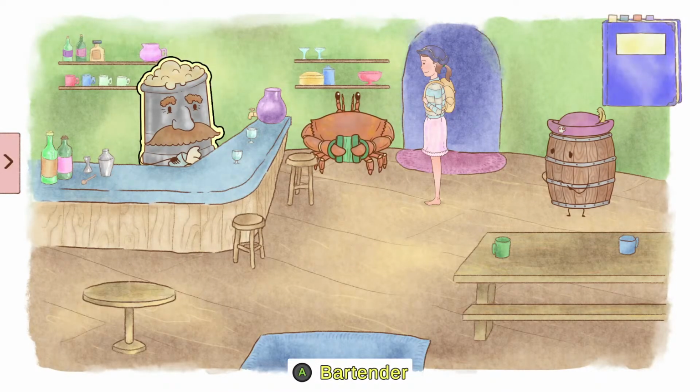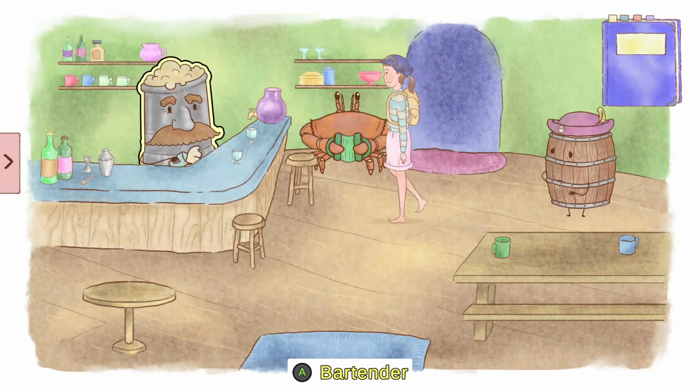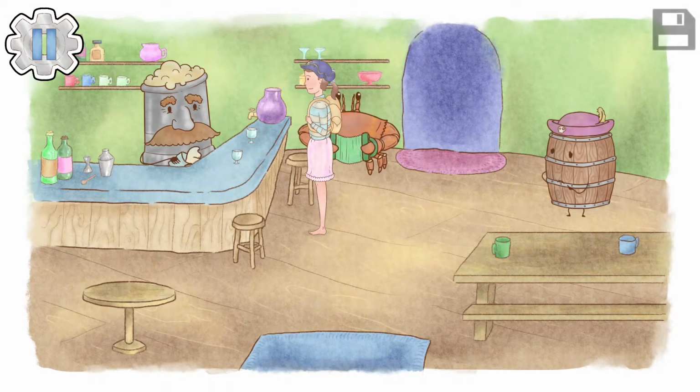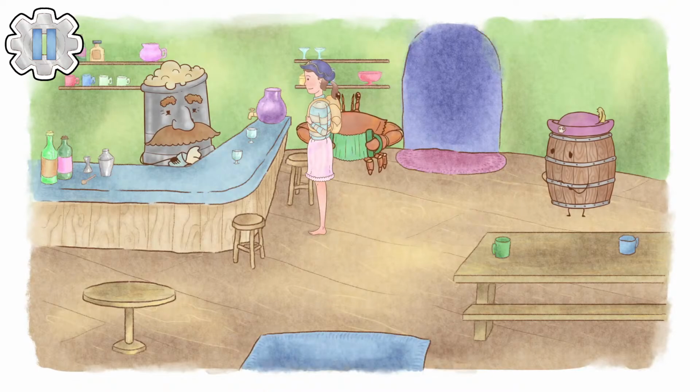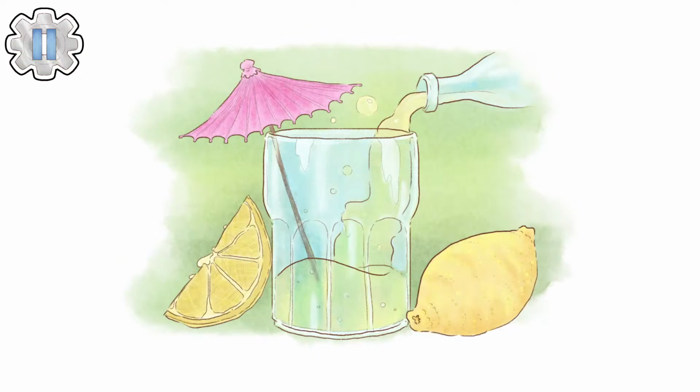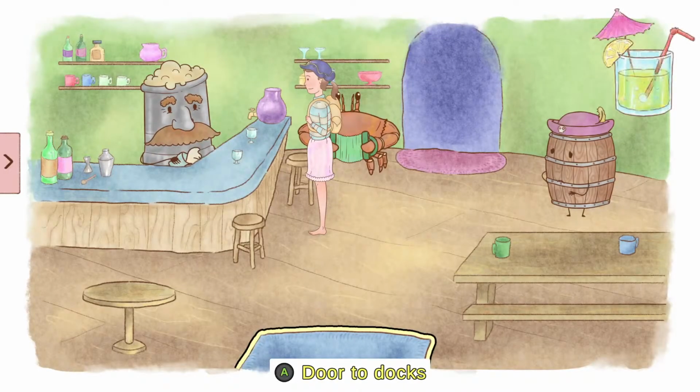New diary entry. Bartender. Press A to select. Give me a glass of your finest lemonade. Behind the bar is a large tankard with a frothy head, brown bushy eyebrows, and a moustache polishing a glass. Lemonade pours from a bottle into a glass with a miniature umbrella. That's strong stuff. Glass of lemonade added to backpack.